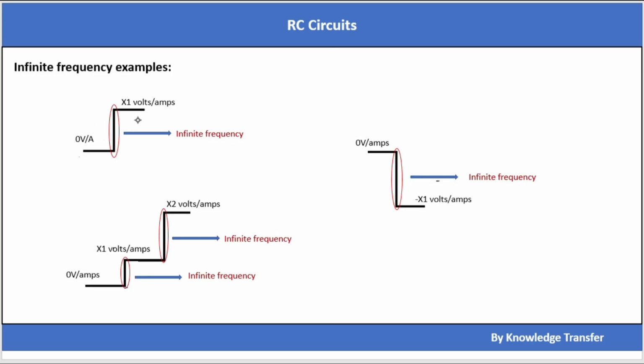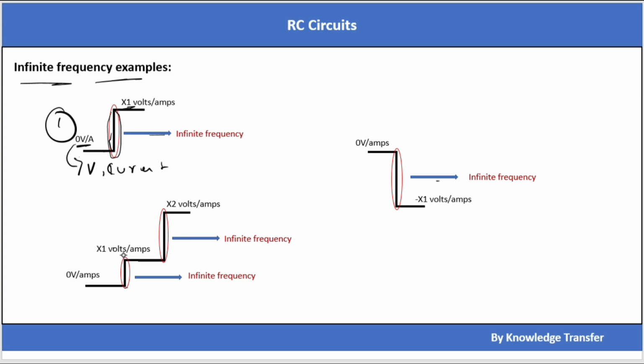Here are some examples of infinity frequency signals. In the first one, the signal is varying from 0 to x1. Here I am saying voltage or current, that means the signal might be generated by a voltage source or by a current source. The signal goes from 0 to x1 very sharply, suddenly. That means the highlighted red area has a frequency of infinity.